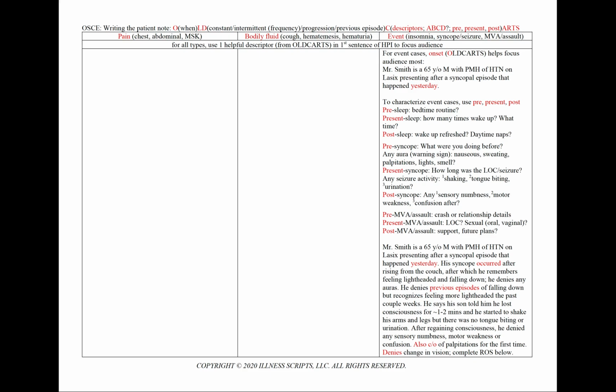So just to recap, in the pain case, we saw the key descriptor is the location. For bodily fluid, it's to characterize the fluid, what it looks like, the color. And for an event case, it's the onset. When did this happen? And to characterize event cases, we're going to use our technique of pre, present, and post. So it's key. Any case that's not a pain or bodily fluid, use this technique of pre, present, and post to come up with some of the questions.